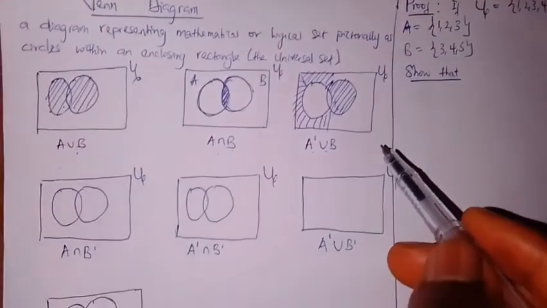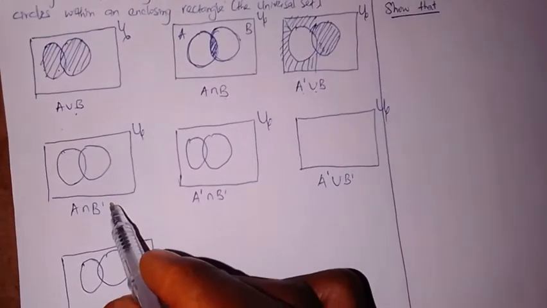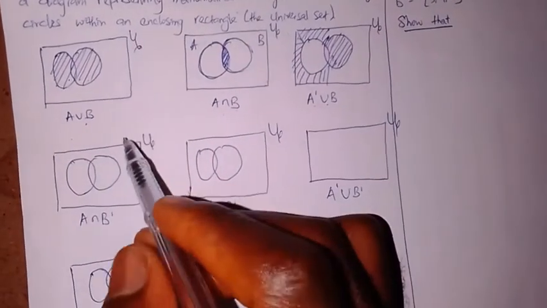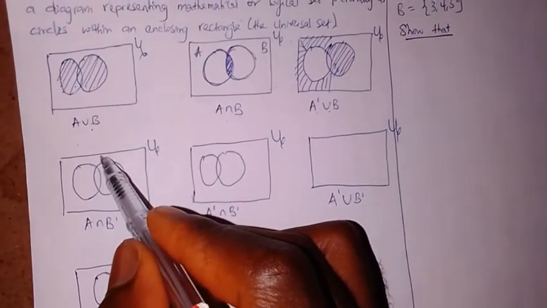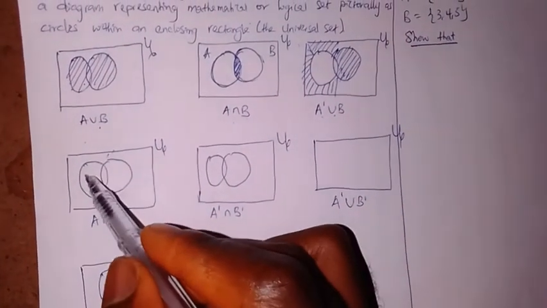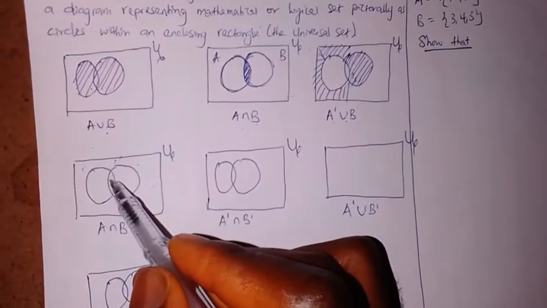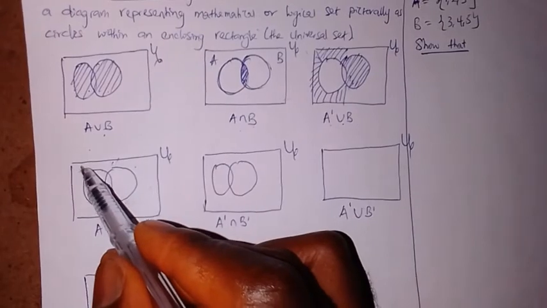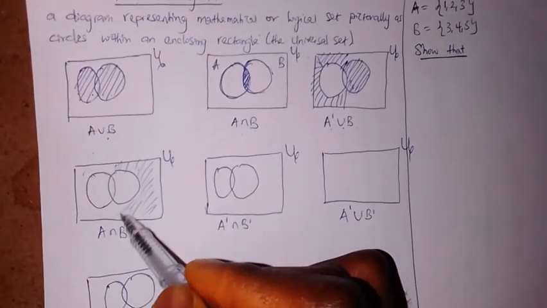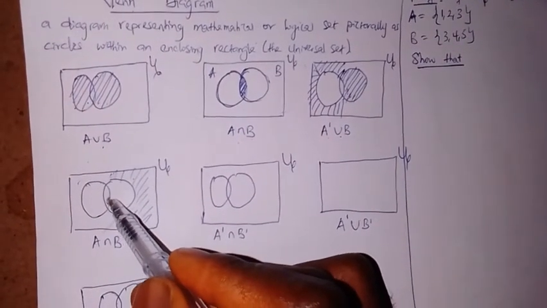Now, for A intersection B prime, it means what is common between A and B prime. Now, initially, this is going to be my B prime. This is my B prime around there. A intersection B prime is what is common between A and B prime. So it means I'll be having this around B. Then I have what is common between A and B prime, around there.